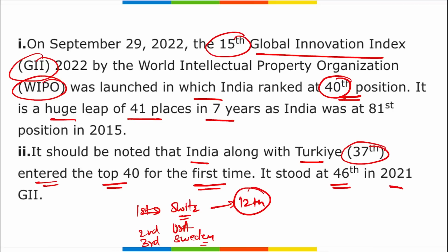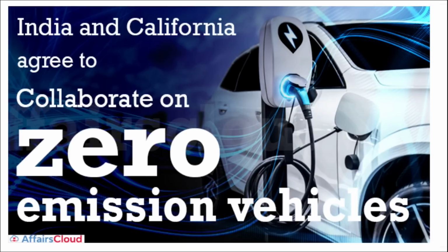Then if we talk about WIPO, WIPO is a global forum for intellectual property services, policy, information and cooperation, and it has around 193 member states. It was established in 1967, the Director General is Daren Tang, and the headquarters is in Geneva, Switzerland. Alright, moving on.